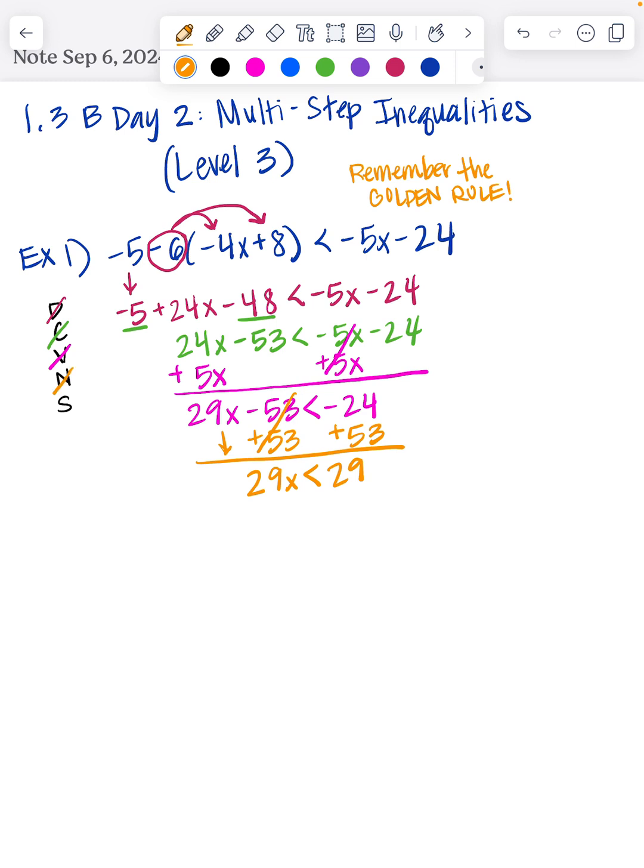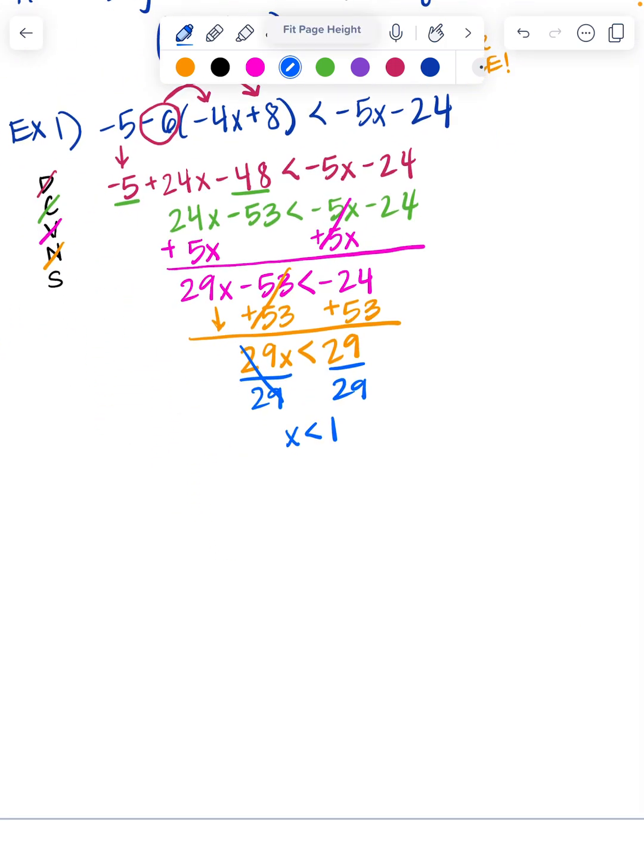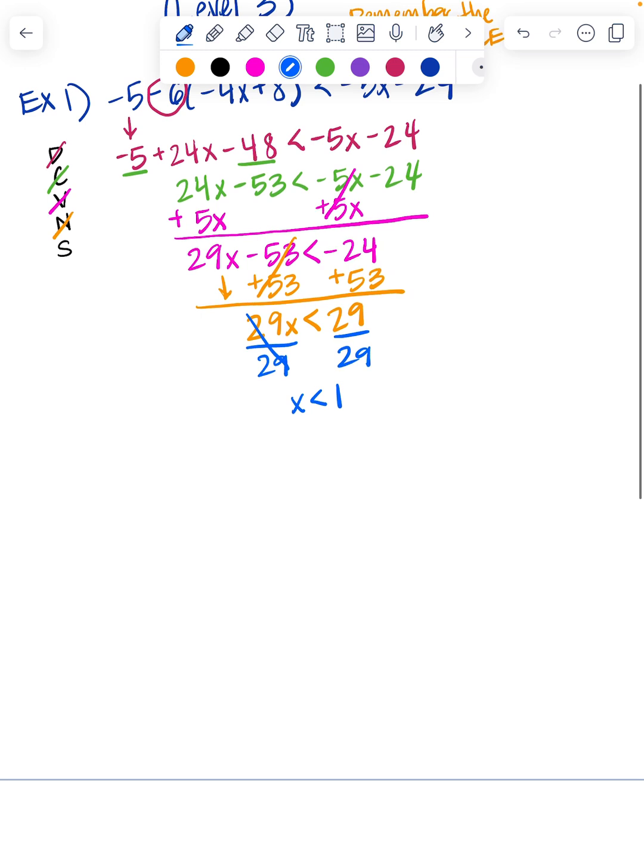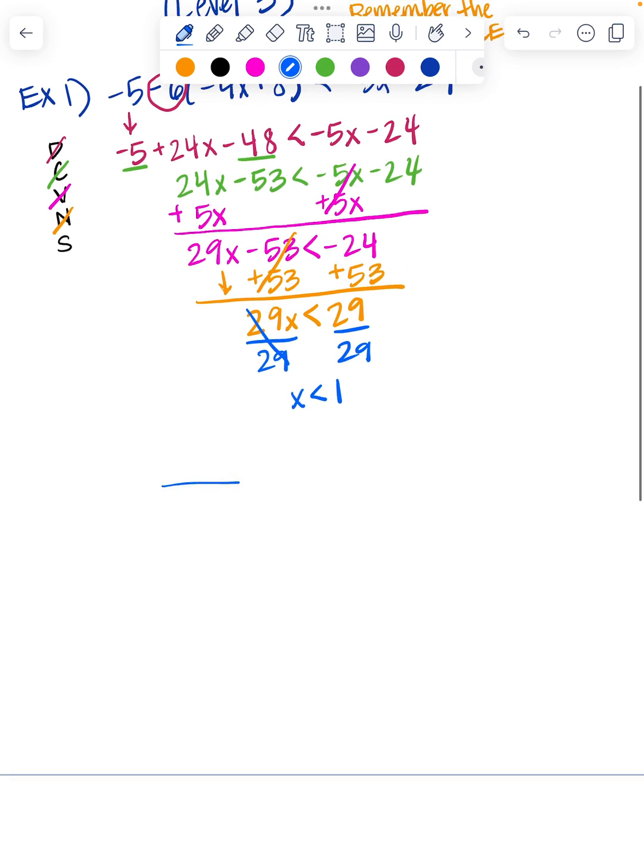Okay, and then the last step is just solve. So we're going to divide by the coefficient, which is 29. X is less than 1. Now I have the inequality, and I need to graph it on a number line and write the solution in interval notation. So here is my number line. I'm going to put 1 right in the center.